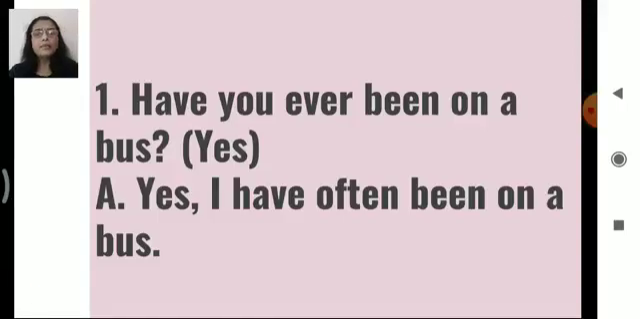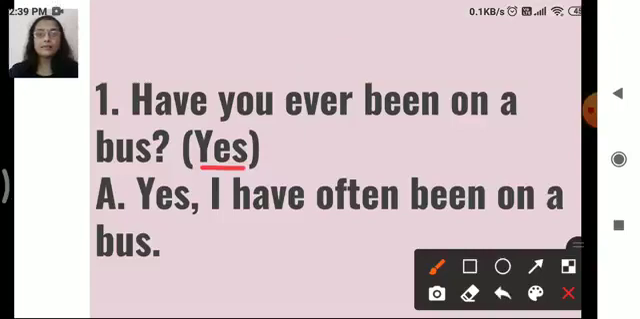Have you ever been on a bus? And you can see in the bracket, they have given us the word yes. So we have to use that word in our answer. Yes is said, so we are going to use "Yes, I have often." So whenever yes is there, we will use often. So, "Yes, I have often been on a bus." So when yes is given, you will use "Yes, I have often."